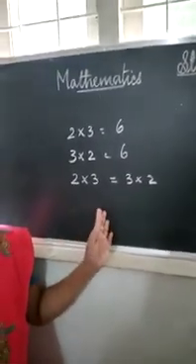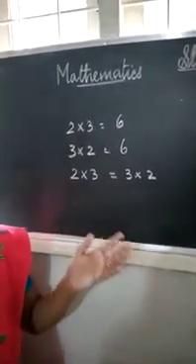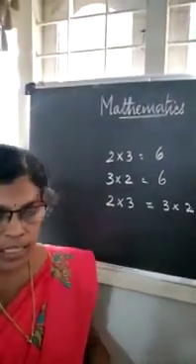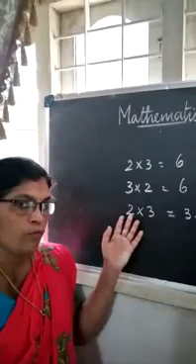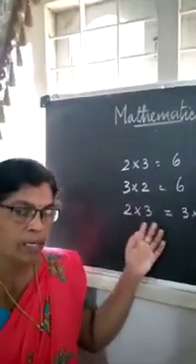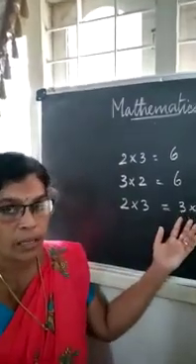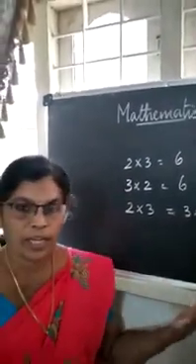So in multiplication, we can multiply the numbers in any order. First, let us take 2 and multiply by 3. The answer we get is 6. Again, first you take 3, then multiply by 2. Again, we get the answer 6.